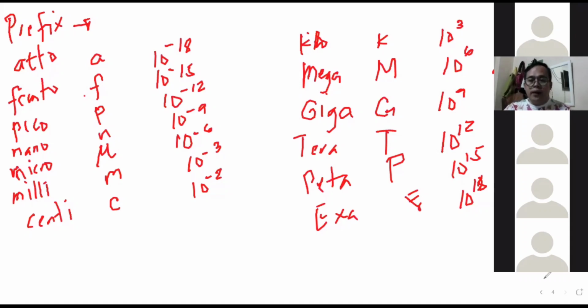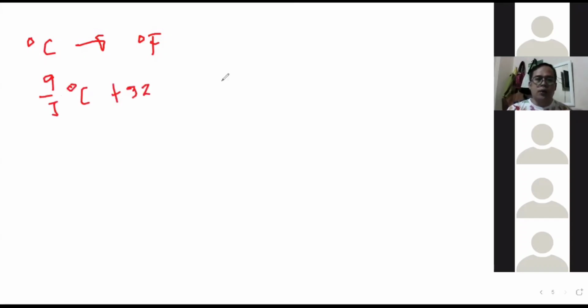Now, here, I'll give you some formulas, class, that I think were not discussed by Ma'am in conversion, which is the formula of temperature. If you are converting degrees Celsius, which is the metric system, to degrees Fahrenheit, you will use 9/5 degrees Celsius plus 32. If you have degrees Fahrenheit to degrees Celsius, you have 5/9 degrees Fahrenheit minus 32.